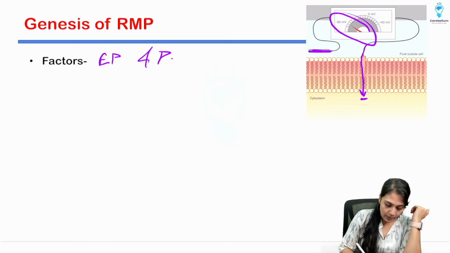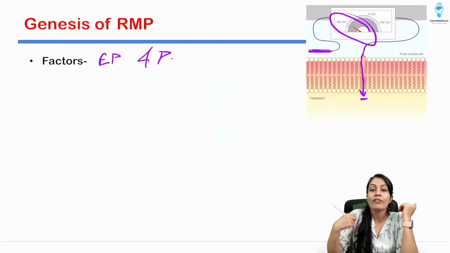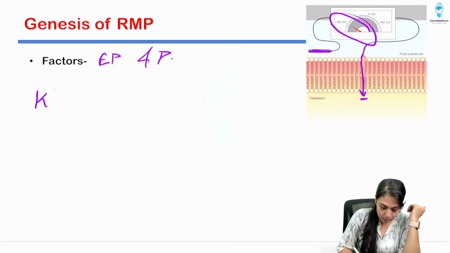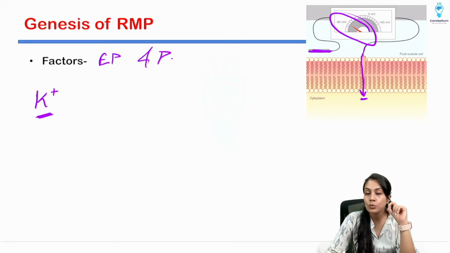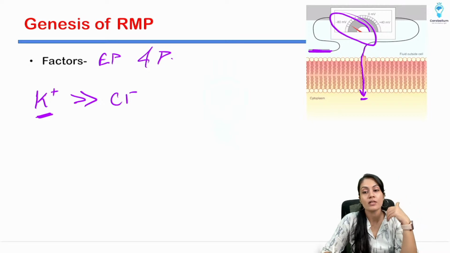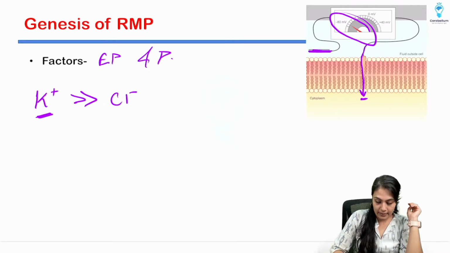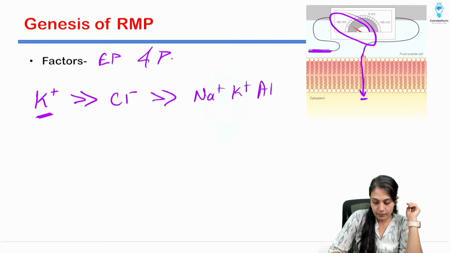Now understand that if I write in order who affects the RMP more, then the most effective ion that can change the RMP is potassium, which will be followed by the chloride ion. Why? Because their permeabilities are higher in the resting state, isn't it? And then comes the sodium potassium ATPase.